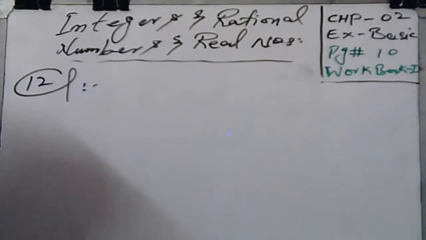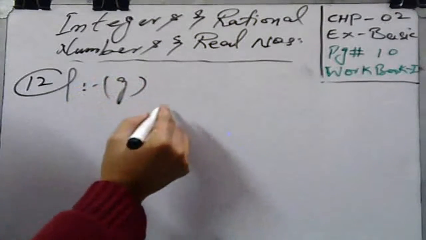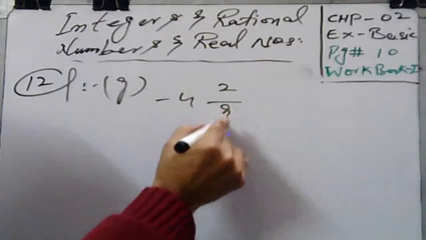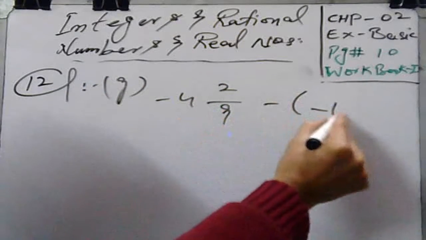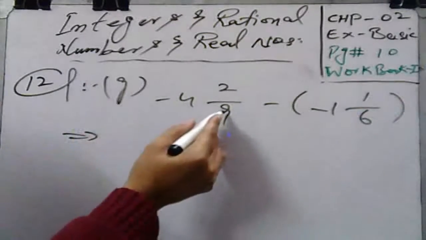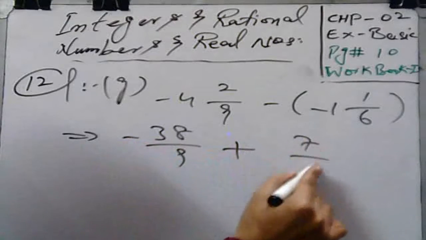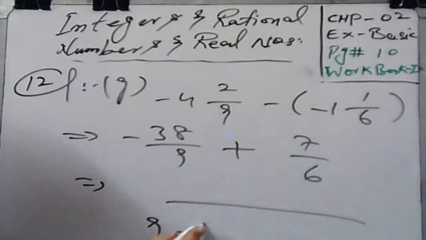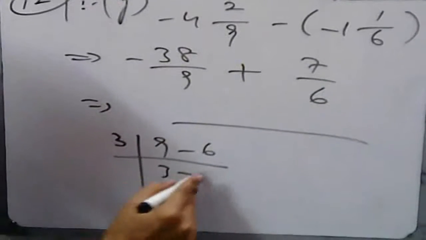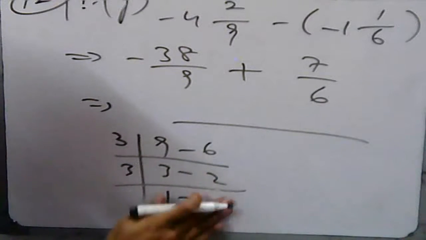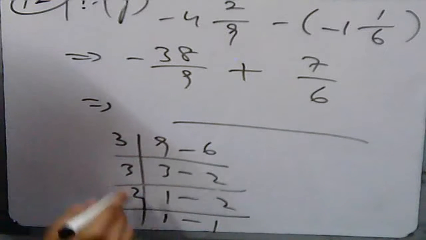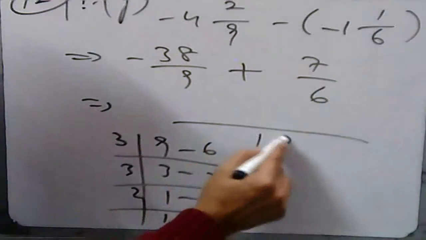Now in G part, minus 4 whole 2 by 9 minus 1 whole 1 by 6. So 38 by 9 minus plus 7 by 6. Okay, check the LCM of 9 and 6. What will you get? 3 3s are 9, 3 2s are 10, 3. Then again 2. 3 2s are 6, 6 3s are 18. So 18 is your LCM.